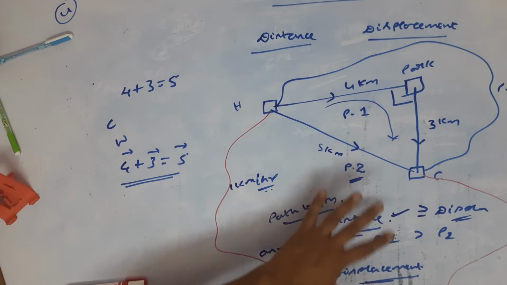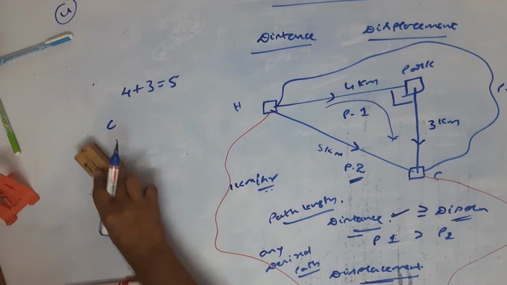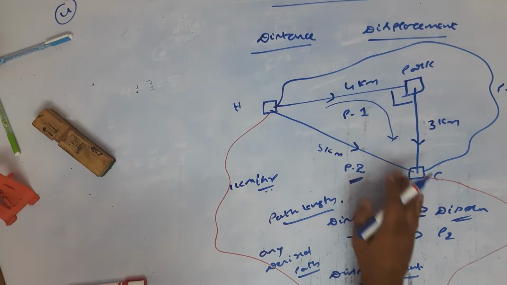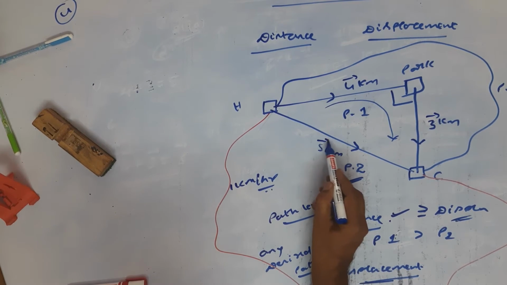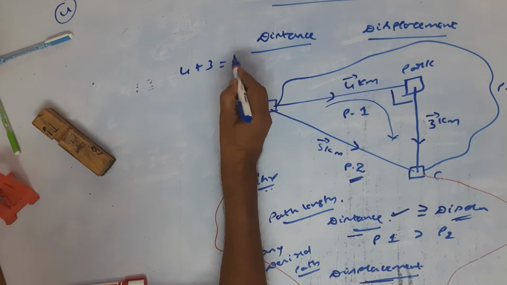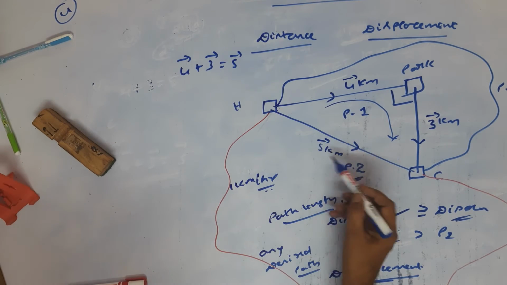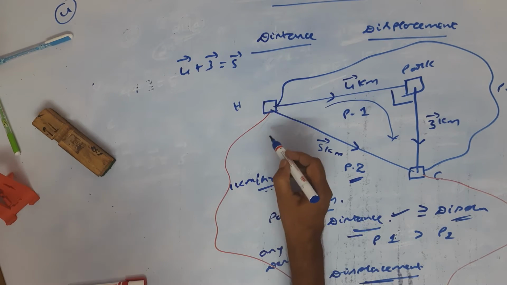Okay, so this is regarding distance and displacement. I just want to ask a few questions. What I told is correct. Look here, 4 plus 3 is equal to 5. This is correct. This is popularly called a vector. So there is a triangle of vector addition. What does the triangle of vector addition say?